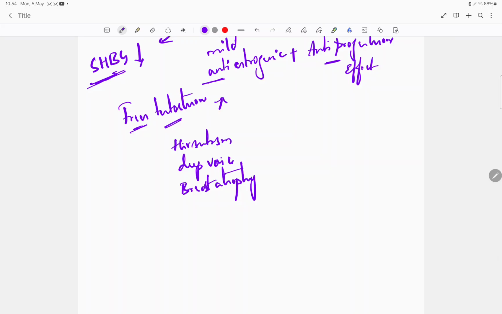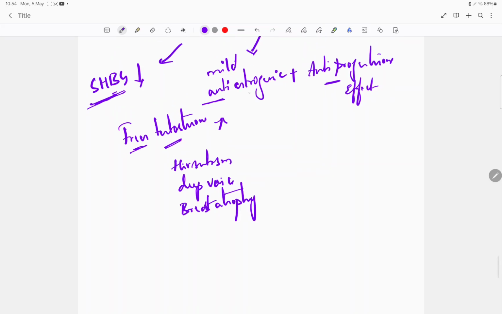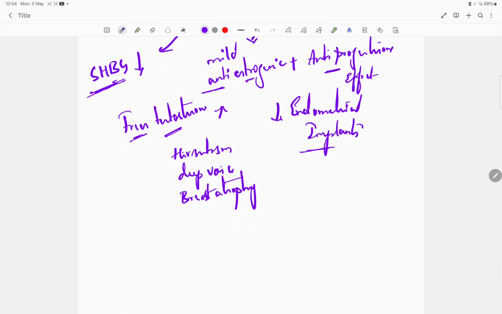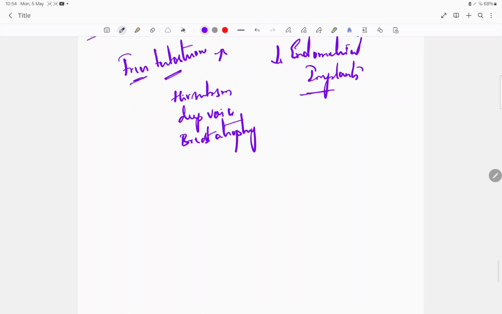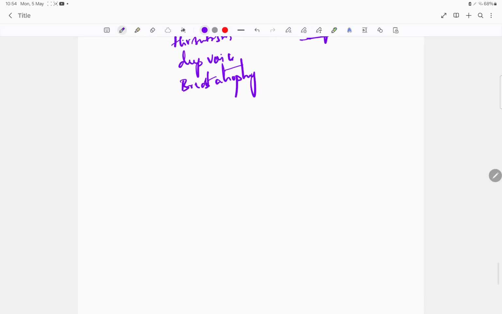Okay, so this danazole causes endometrial atrophy in the endometrial implants because of its anti-estrogenic effect. So the endometrial implants will be reduced. Okay, so now what is the dosage of this danazole? For danazole also you have to remember the dosage. The danazole dosage is basically 200 mg, 2 to 3 times, for 6 months.